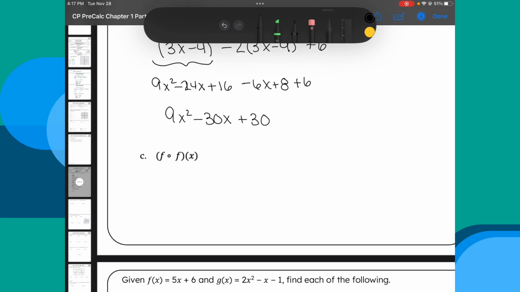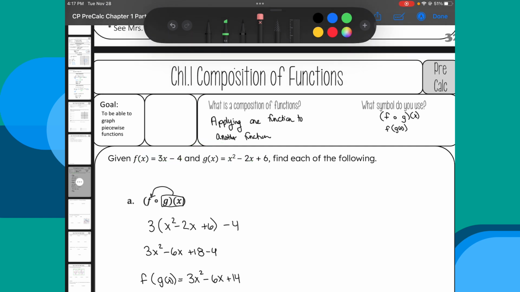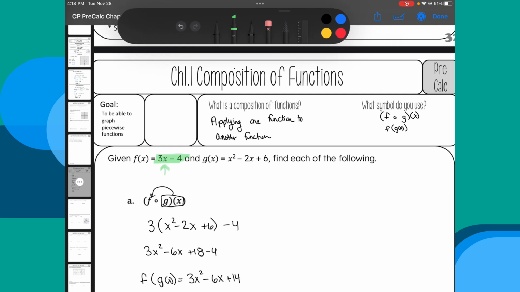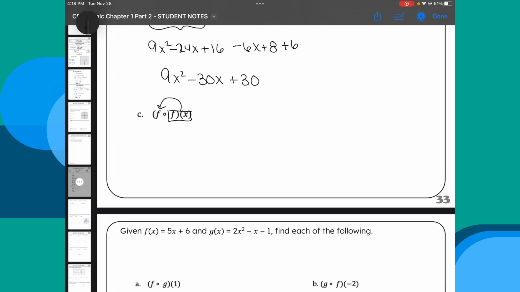And last here, we're asked to take f of x and plug it back into f of x. So what does that look like? That looks like taking our f of x and plugging it in for this x here every time that we see that x. So f of x is 3x minus 4, minus 4. So that one's a little tricky. And we get 9x minus 16.